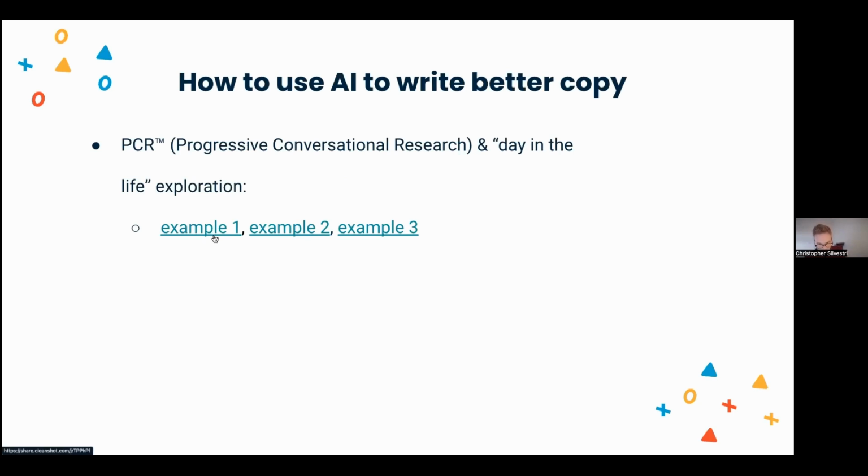My favorite way of using AI for understanding people: research. Actually, my favorite way to use AI is for research analysis, giving me ideas, helping me think. It's not for writing at all. I might use it to get different perspectives, different ideas, and different angles, but all of the value I get from the research. This is a methodology that I coined, progressive conversational research and day-in-the-life exploration.